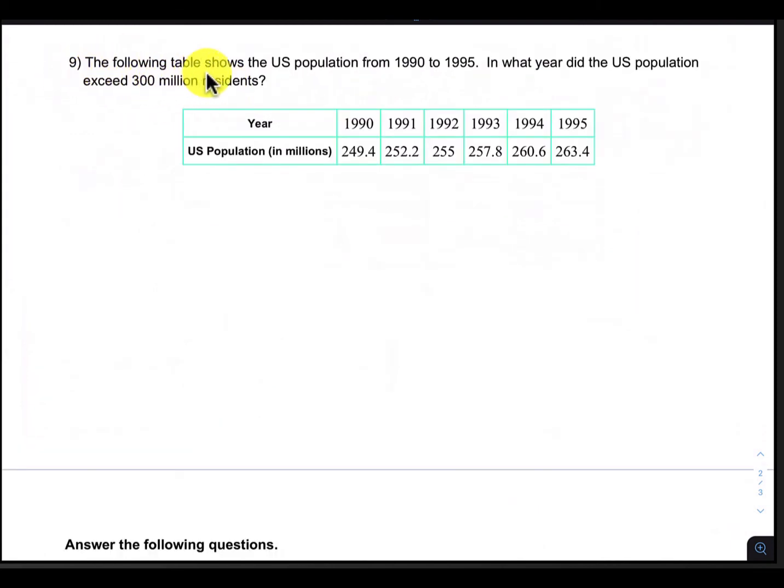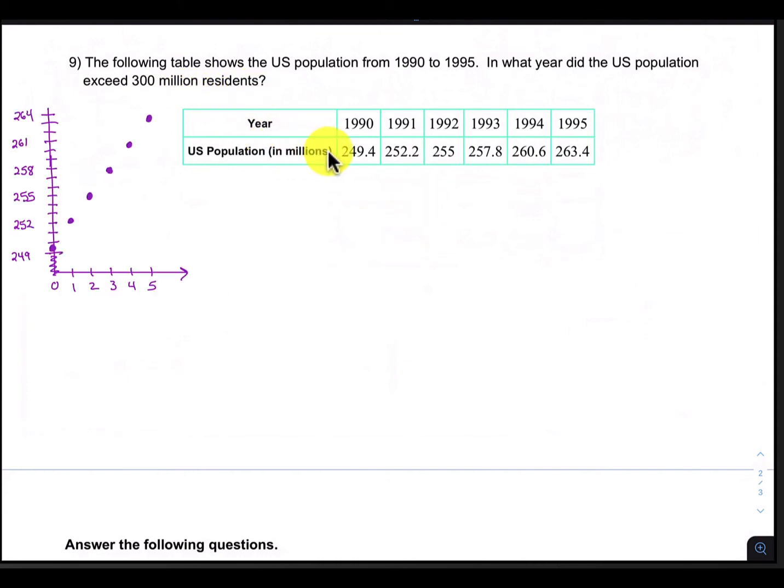Number 9 says the following table shows the U.S. population from 1990 to 1995. In what year did the U.S. population exceed 300 million residents? All right, first we simply plot the scatter plot here, and we go from 0 to 5 on the horizontal axis, and that is because 1990 represents the year 0, 1991 is year 1, 1992 is year 2, and so on. So we're starting at 1990, year 0.